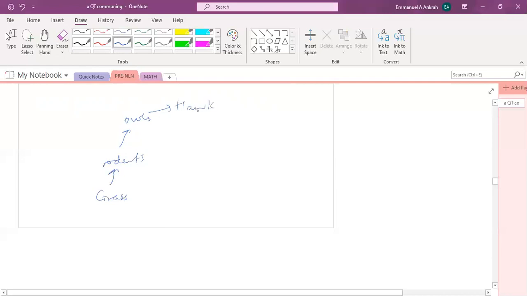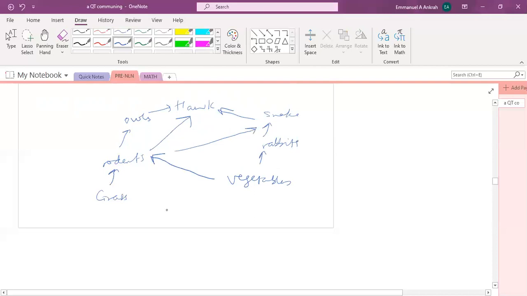Then you have hawk. Then rodents also go to hawk. You have vegetables to rabbits. Rabbits to snake. Then snake to hawk. You have vegetables that also go to rodents. And rodents to snake. So this is a food web. Okay, so let's now answer the question here.